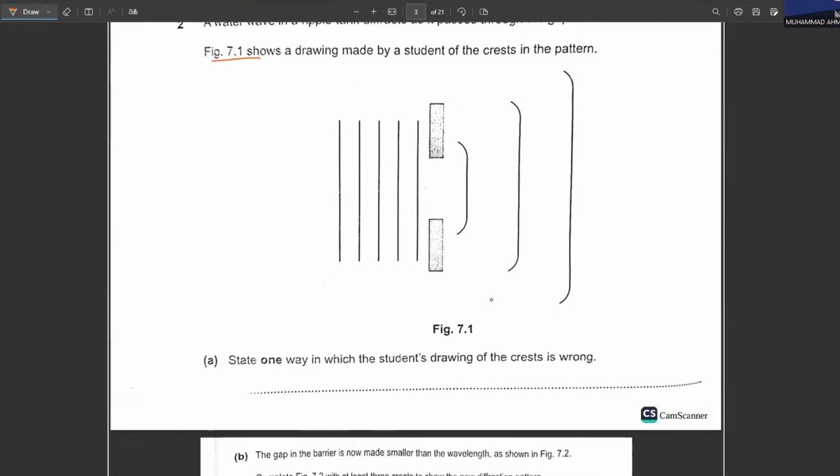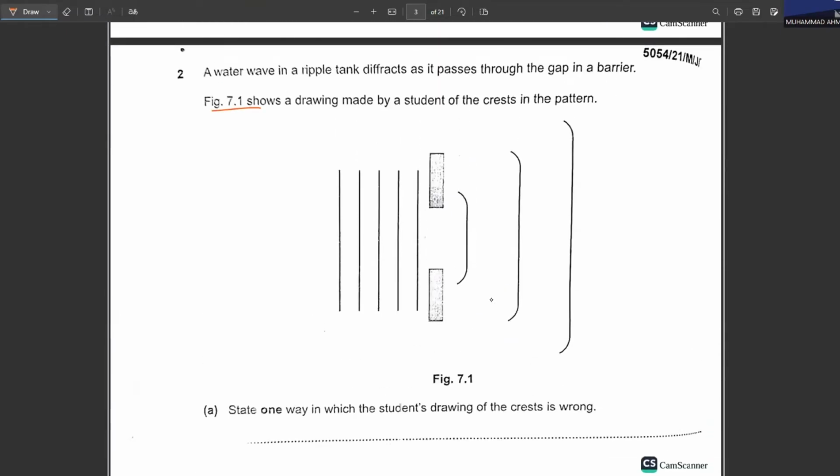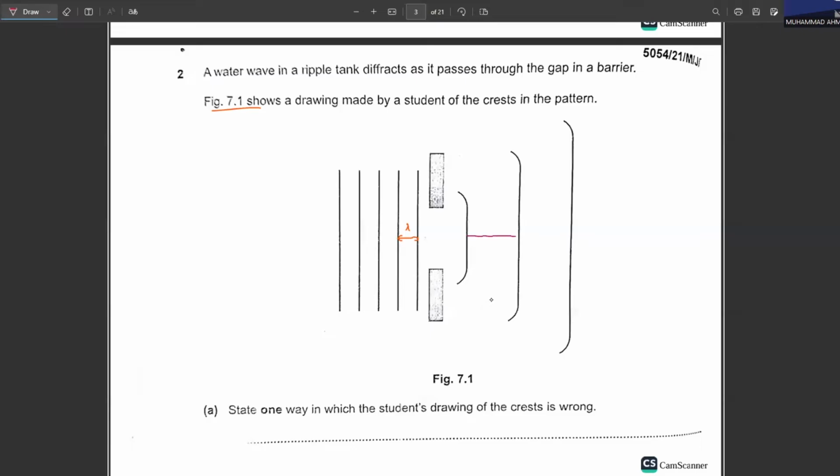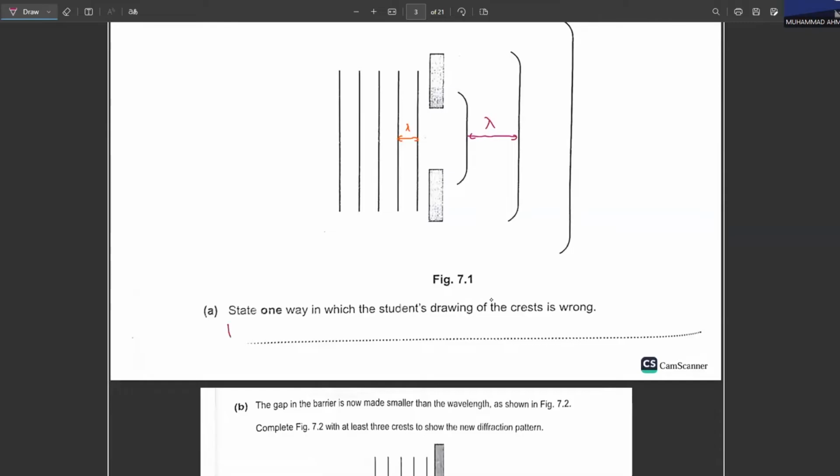Okay, state one way in which the student's drawing of the crest is wrong. Can you see the lambda here, the wavelength is not matching the lambda of these crests. So you will say wavelength before and after diffraction are not same. Let's move on to part B.